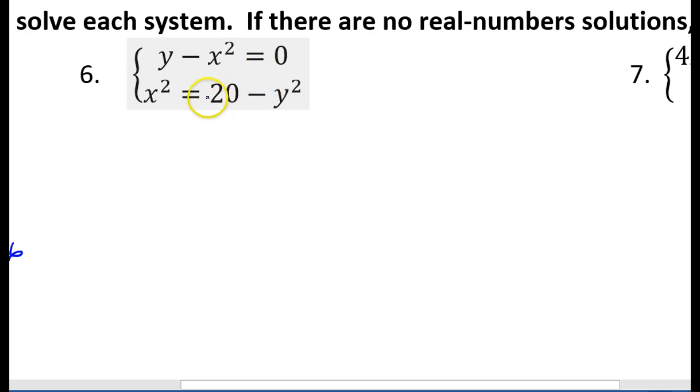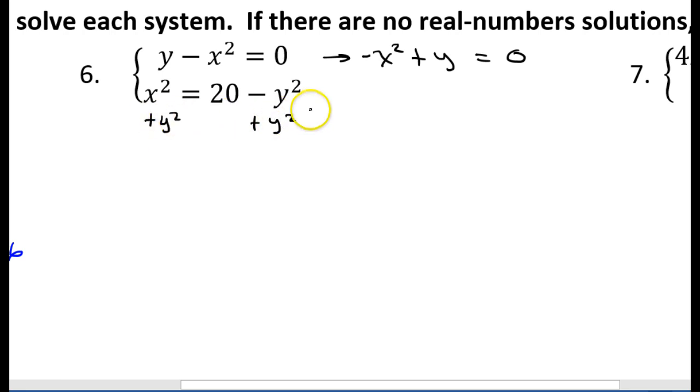So for the elimination method, you need opposites that cancel, and you really want to rewrite everything so it's in the same order. So for the top equation here, I will write negative x squared plus y equals 0. I just switch these around to put the x first. Now on this one, I really need to add y squared to both sides. So then I will have x squared plus y squared is equal to 20.